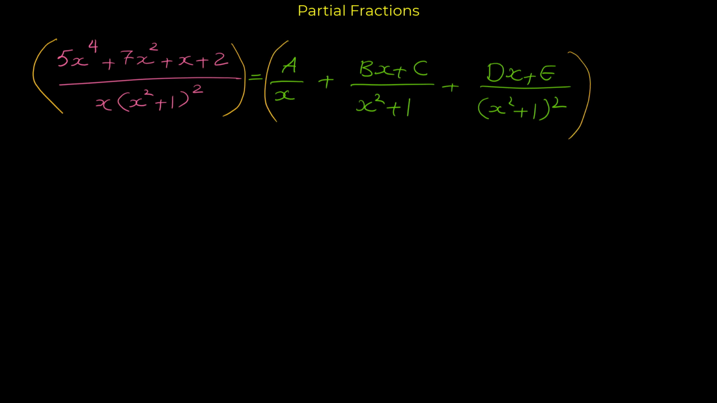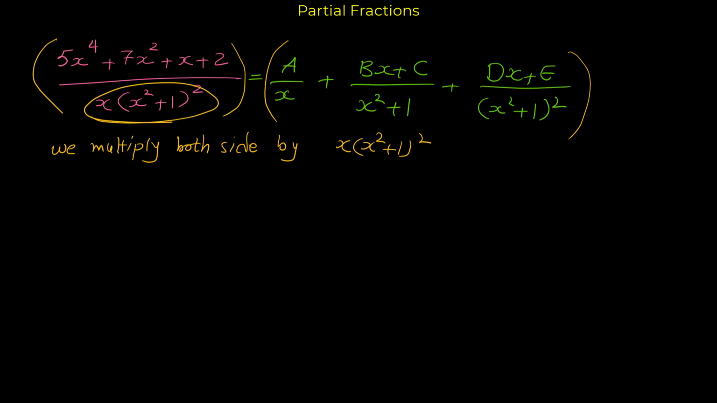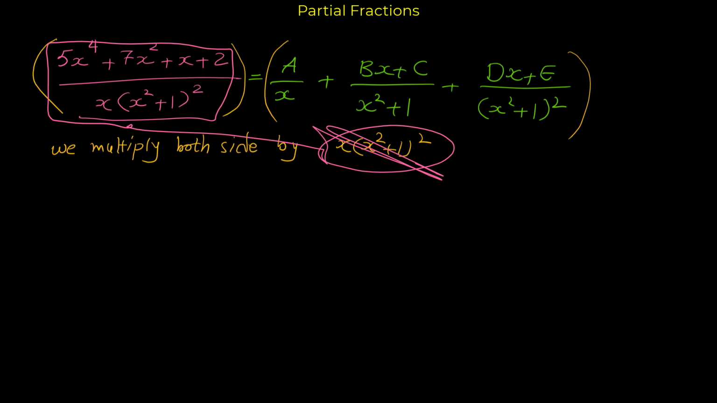We multiply both sides by x times (x^2 plus 1) to the 2, basically by this. Because when we multiply the left side and right side by this expression, we can get rid of all of the denominators. If we multiply this fraction by this, this cancels with this, and what remains in the left side?